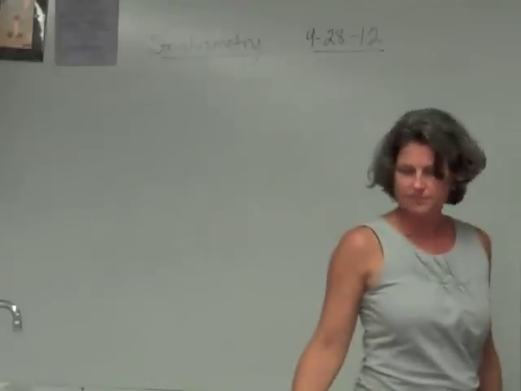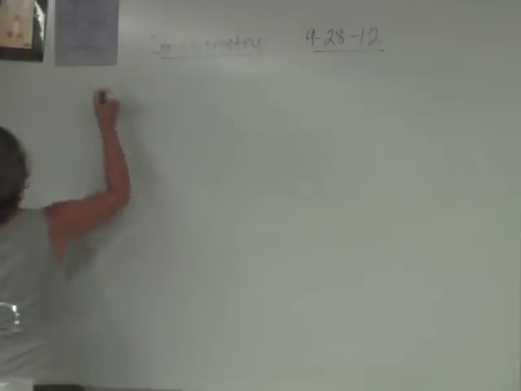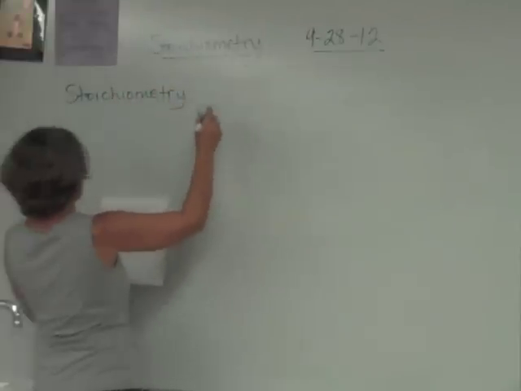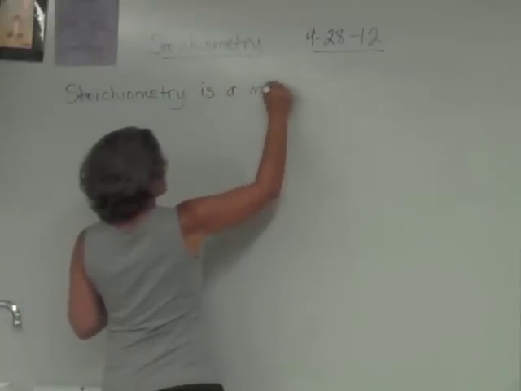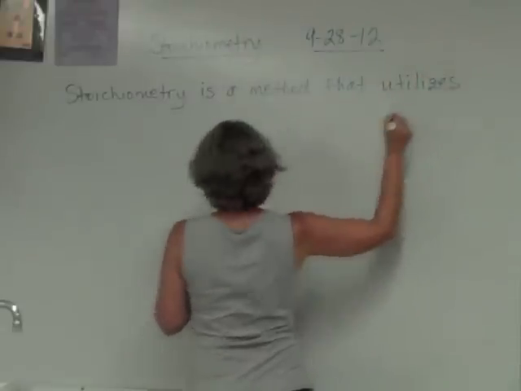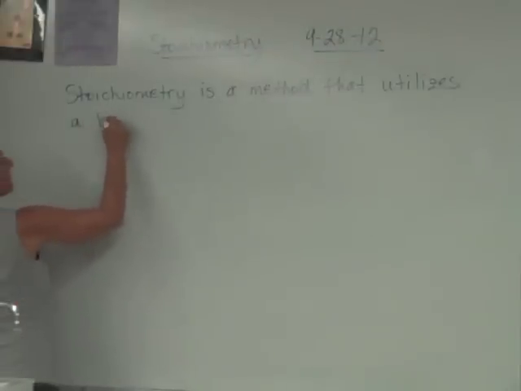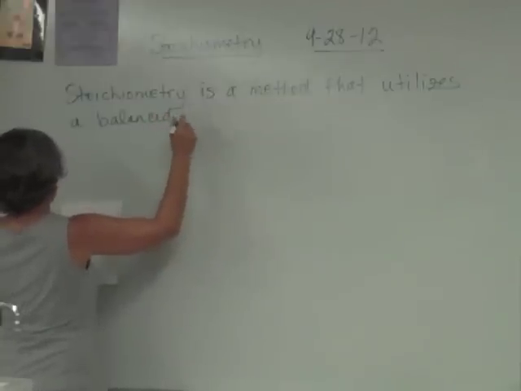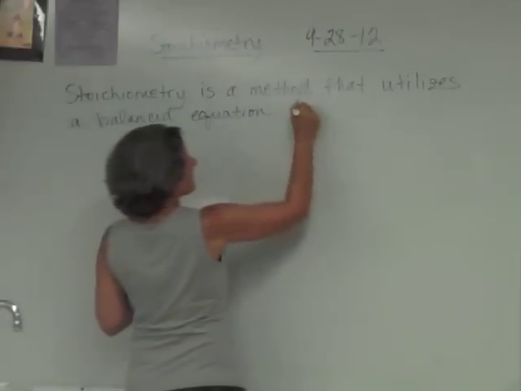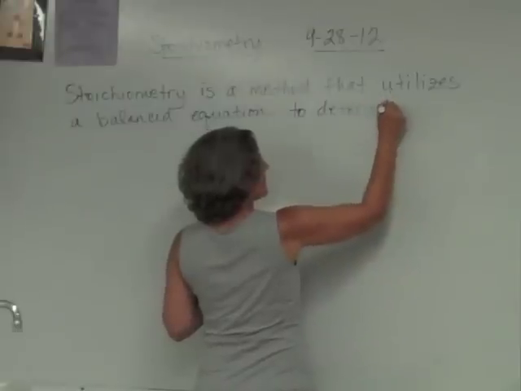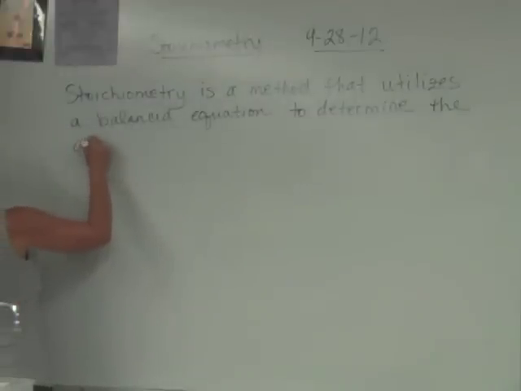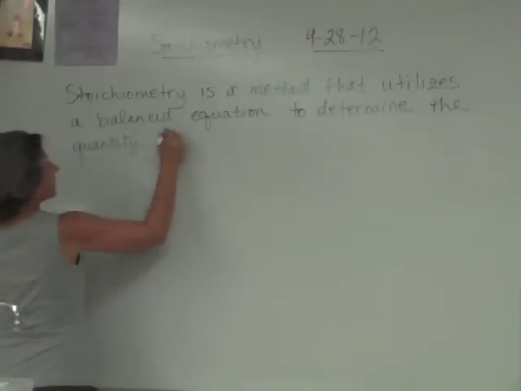Stoichiometry. Stoichiometry is a method that utilizes a balanced equation to determine the quantity of a reaction component.